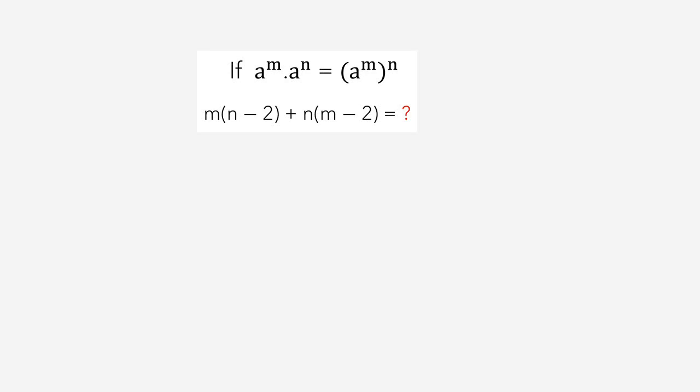We have a nice problem to solve here. An exponential condition is given. Based on this condition, we need to find a value of an expression.